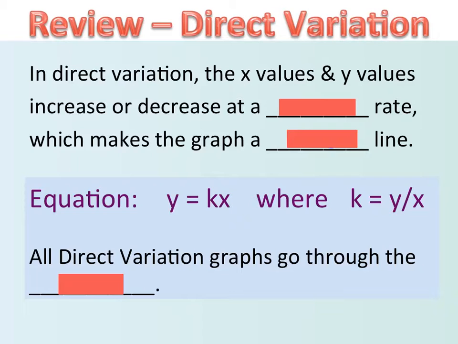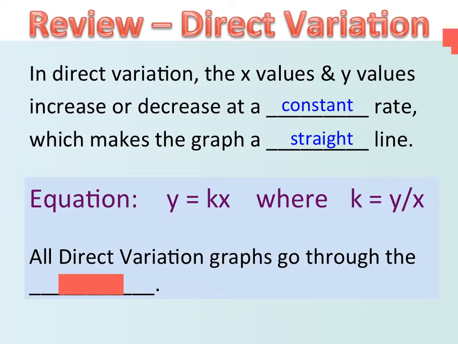Alright, so I want to review direct variation really quick just so you can see the main difference between that and inverse variation. In direct variation, the x values and y values increase or decrease at a constant rate, which means if the x's increase, so should the y's, or if the x's decrease, so should the y's. That's what makes the graph a straight line, because they're both doing the same thing.